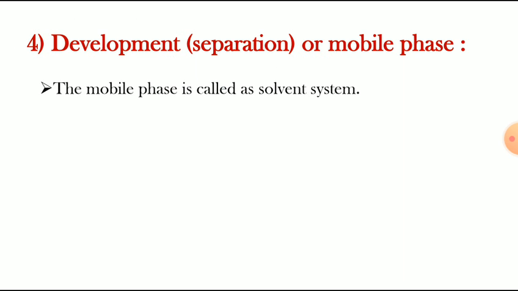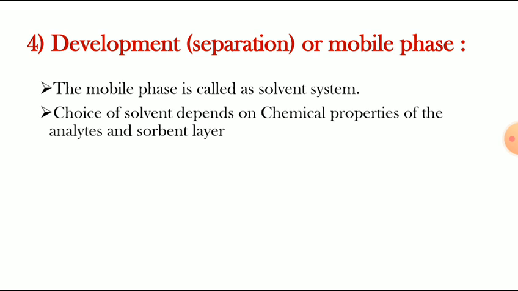The mobile phase is called the solvent system. The choice of solvent depends on the chemical properties of the analytes and the sorbent layer. That means what type of sample we are going to analyze and what type of sorbent material will be used for making the supporting layer. Depending on that, we have to select the solvent.